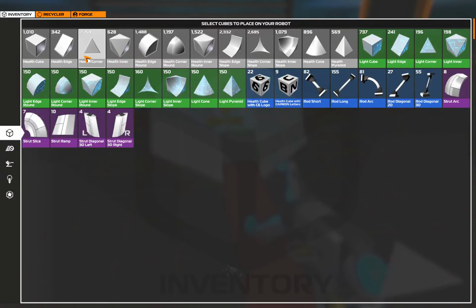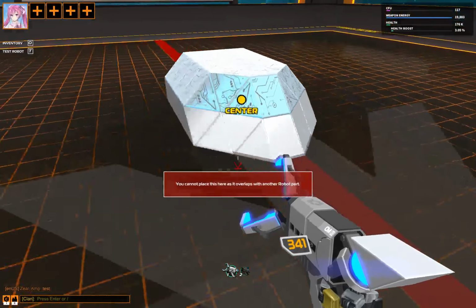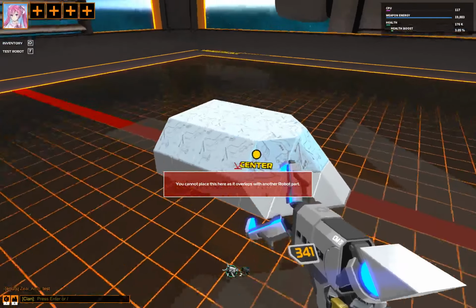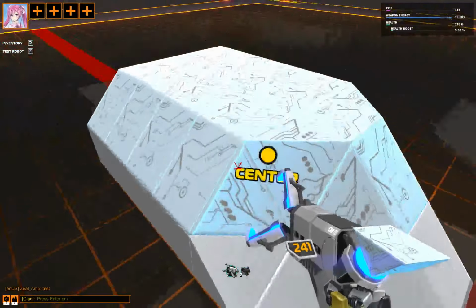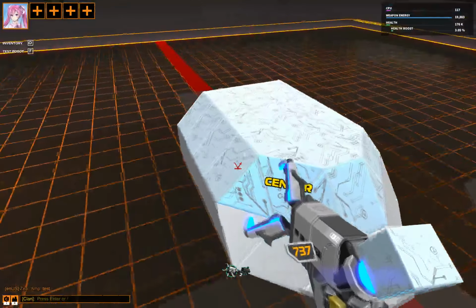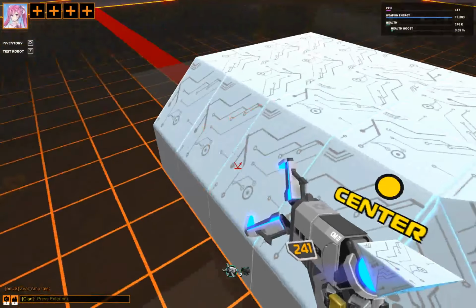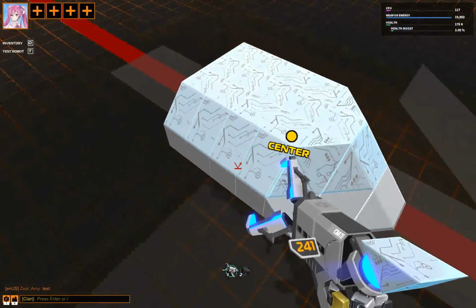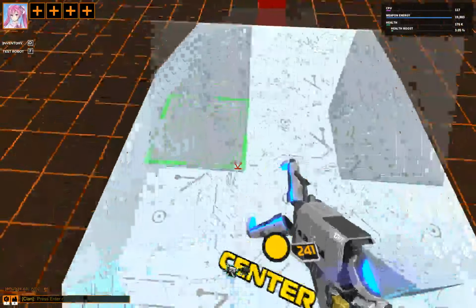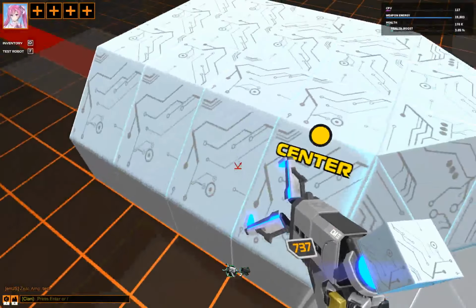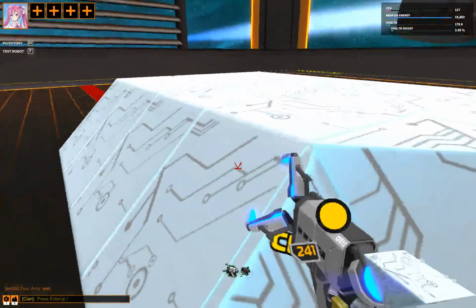Like this. These all have the exact same stats, so you do not have to worry about placing corners compared to normal cubes. Although it's a little bit funky that these parts are apparently denser or whatever than the normal cubes, so they have more health per size.